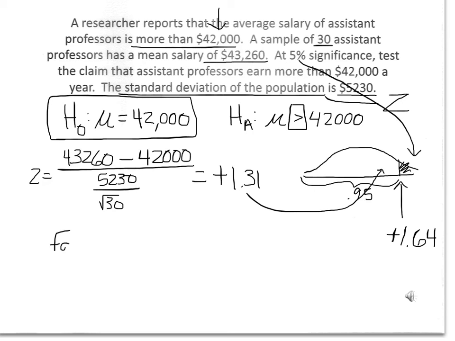So that being said, we're going to fail to reject the null. Remember, we're always testing the null. So since we fail to reject it, mu might actually be $42,000. The professors might actually make $42,000.